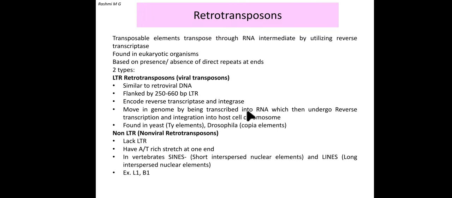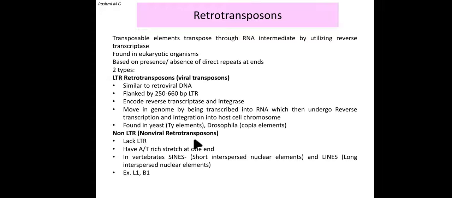And the retrotransposon here, which is LTR, is explained elaborately here. LTR retrotransposon is found in viral transposons. It is similar to retroviral DNA. They are flanked by 250 to 660 base pair LTRs. They encode reverse transcriptase and integrase. They move in the genome by being transcribed into RNA, which then undergoes reverse transcription. They are found in yeast, Ty elements, and in Drosophila, as I discussed, the Copia elements.